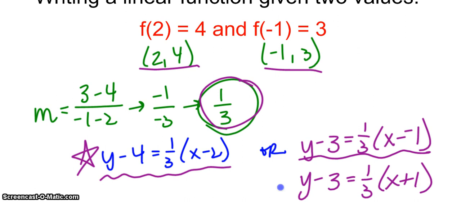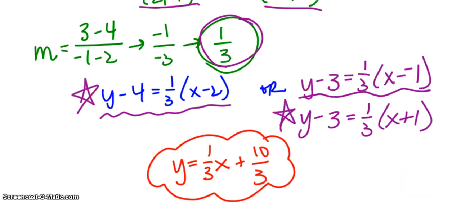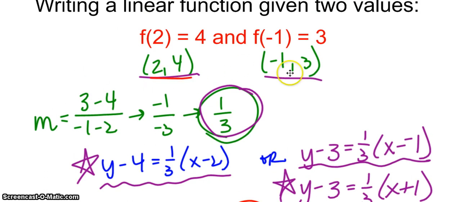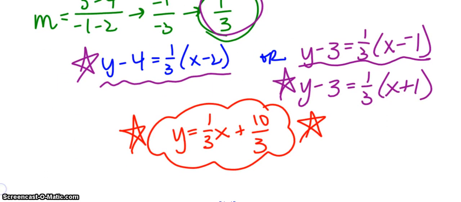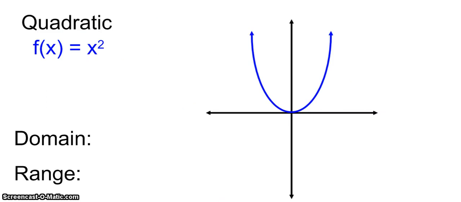I would be okay if you left it in either one of these forms. Now, if you actually go through and distribute your 1/3, add your 4, distribute your 1/3, add your 3, you'll find that you get the same line. That same line ends up being y equals 1/3 x plus 10/3 for graphing purposes. So again, you need to find the slope, and you need a point. Well, you've got 2 different points you can pick from. It does not matter which one you use. You're going to end up with the same linear equation at the end.